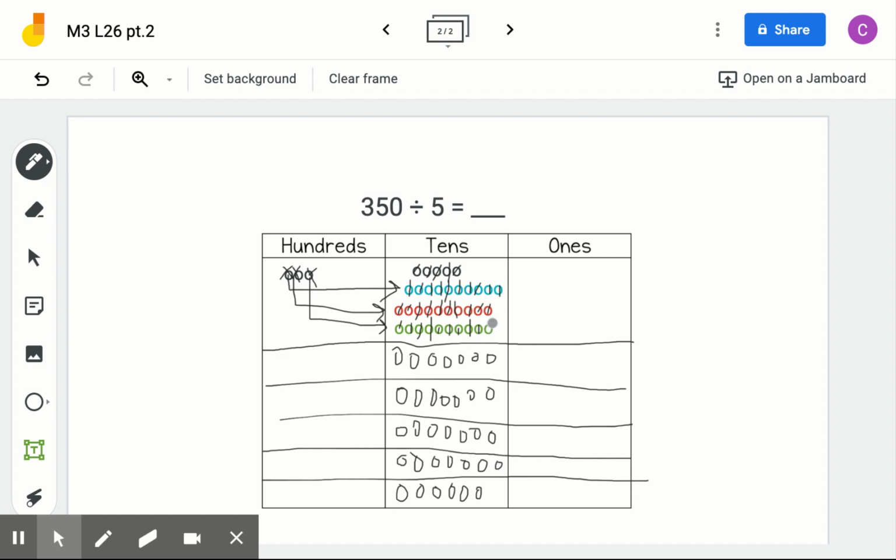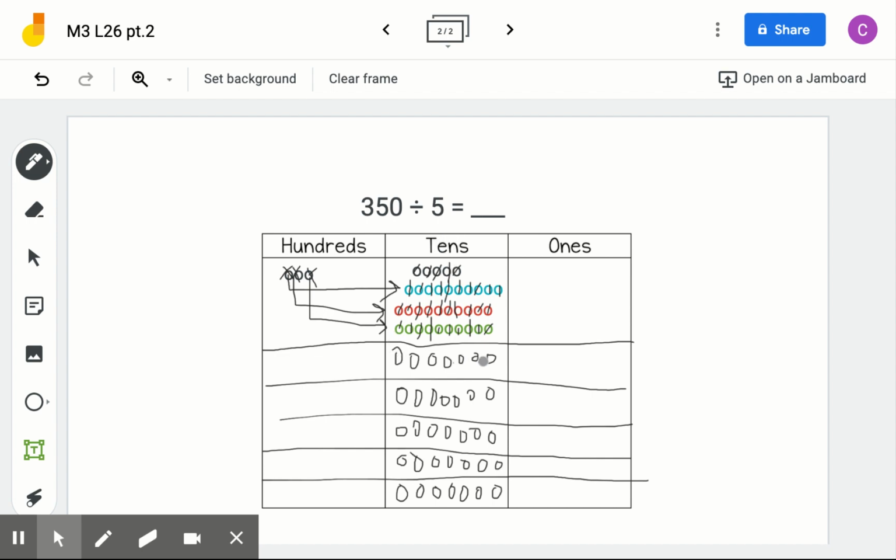And I'm dividing my last one, and it goes into my last group. I have no discs left. They divided equally into 5 groups. So my answer is how many discs are in each group. If I'm looking at this group, I can see that there are 1, 2, 3, 4, 5, 6, 7 discs in one of the groups.